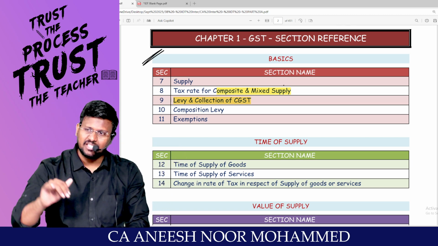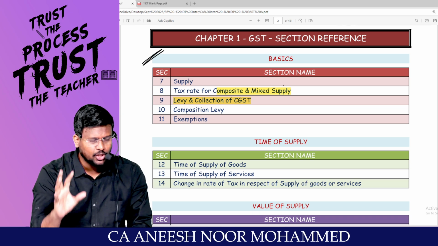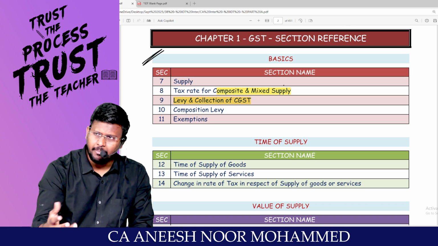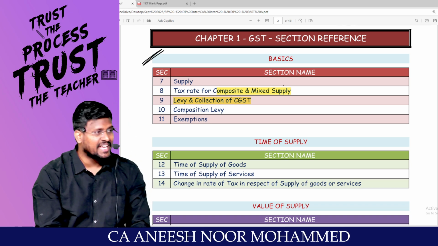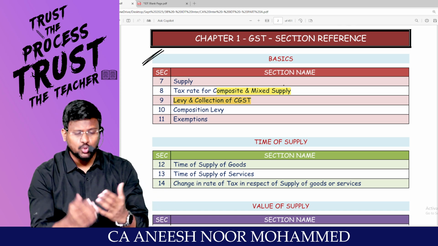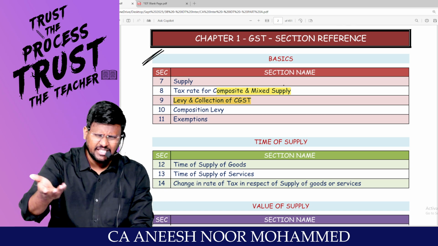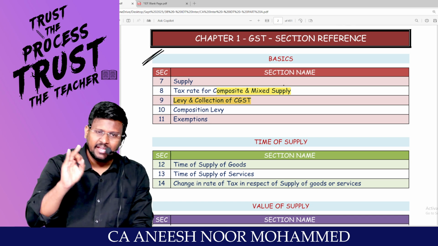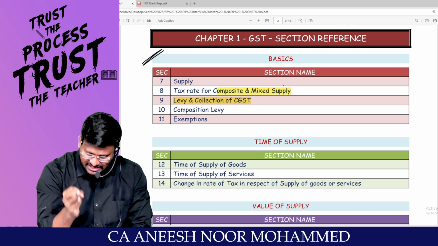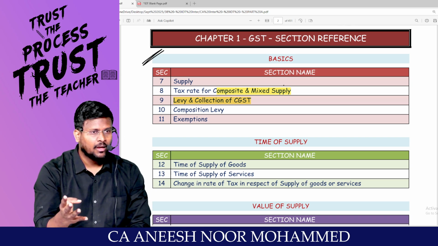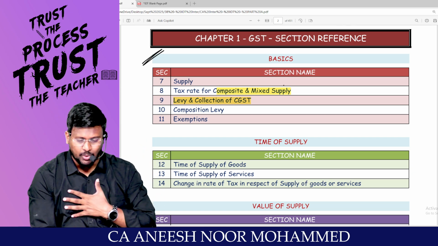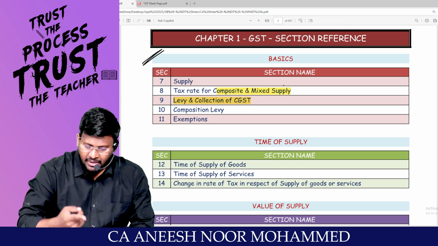So tell me, what is section 7? First of all, an activity or transaction should be a supply. Once it is a supply, that supply may be either composite supply or mixed supply as per section 8. Once it becomes a supply, we are supposed to collect GST. Various types of GST are there: CGST, SGST, UTGST, IGST. If certain conditions are satisfied, we are supposed to collect CGST as per section 9.